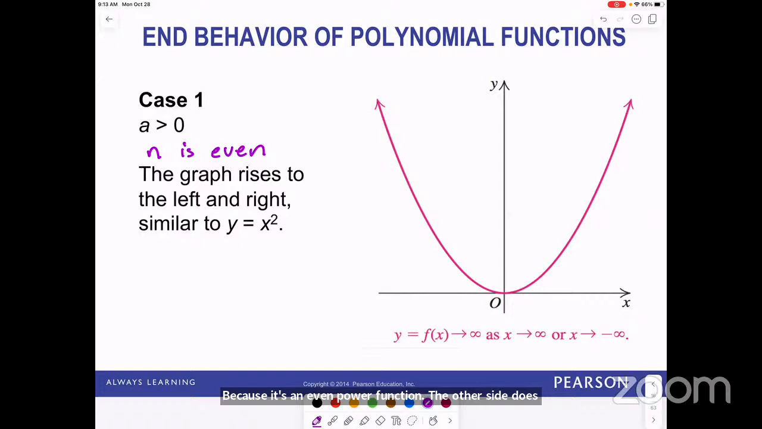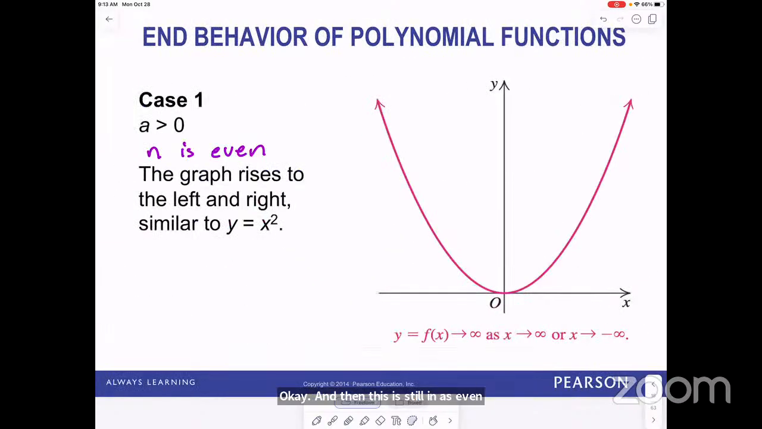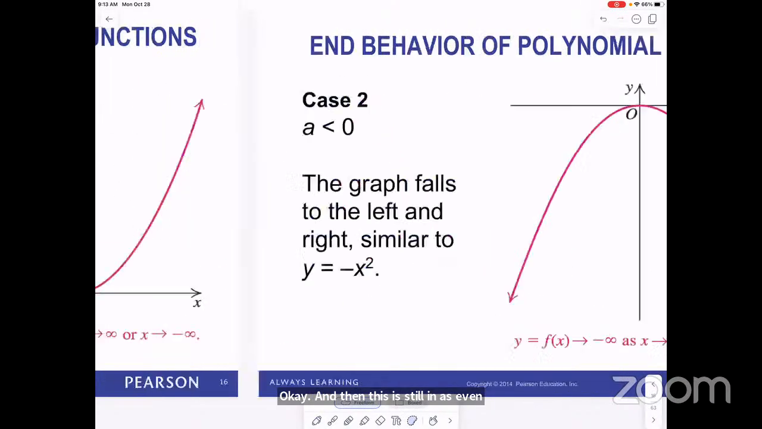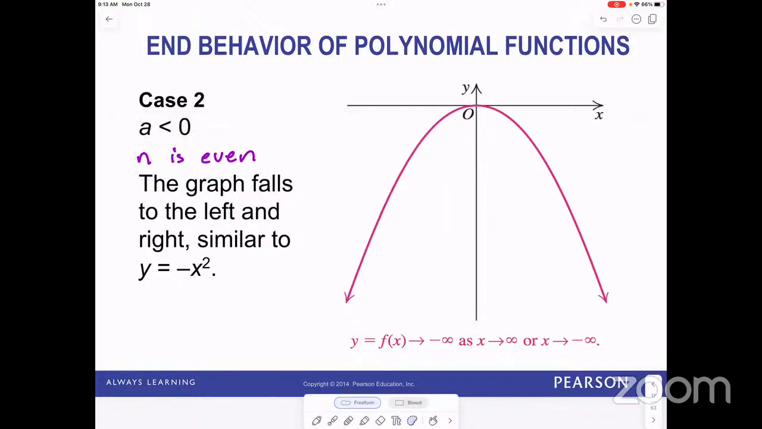Okay. And then this is still n is even. But now we have a negative leading coefficient. So a negative leading coefficient tells us we go down to the right, because the power function is of even degree, the other side does the exact same. So it's going to go down to the left. Okay.